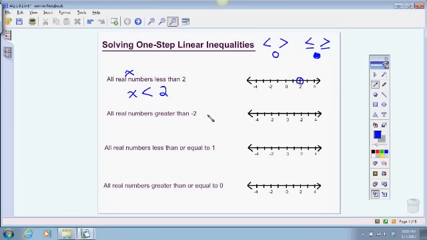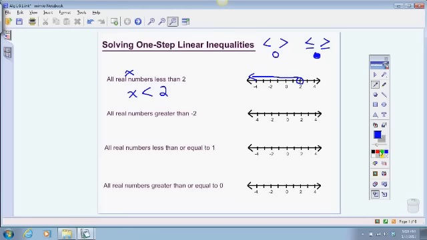The third thing you need to do is you need to draw an arrow in the direction of your solutions. Well, if we're talking about all the values less than 2, all of these values over here are less than 2. So from the top of your circle, you just draw an arrow to the left. Notice this inequality kind of points you in the direction that you're going to draw your arrow. You can use that. I just caution you.